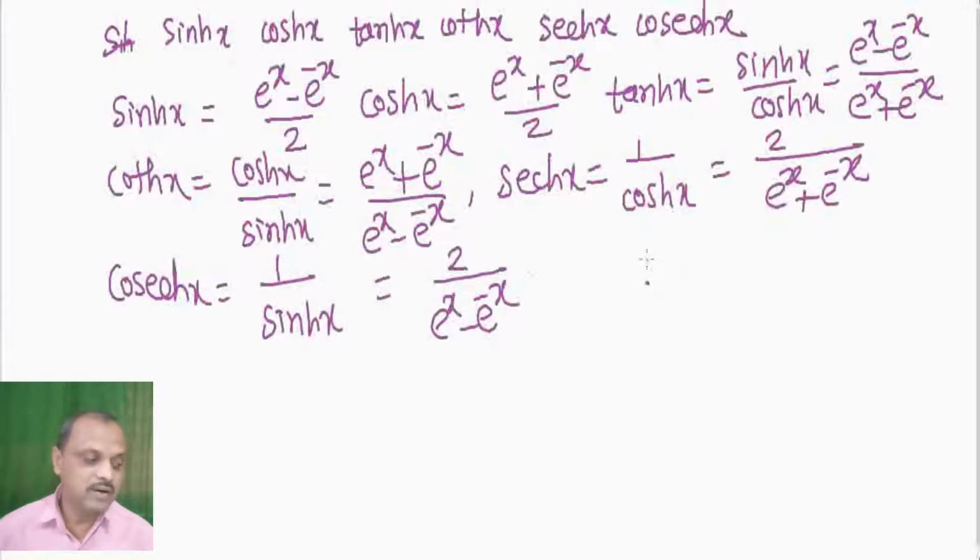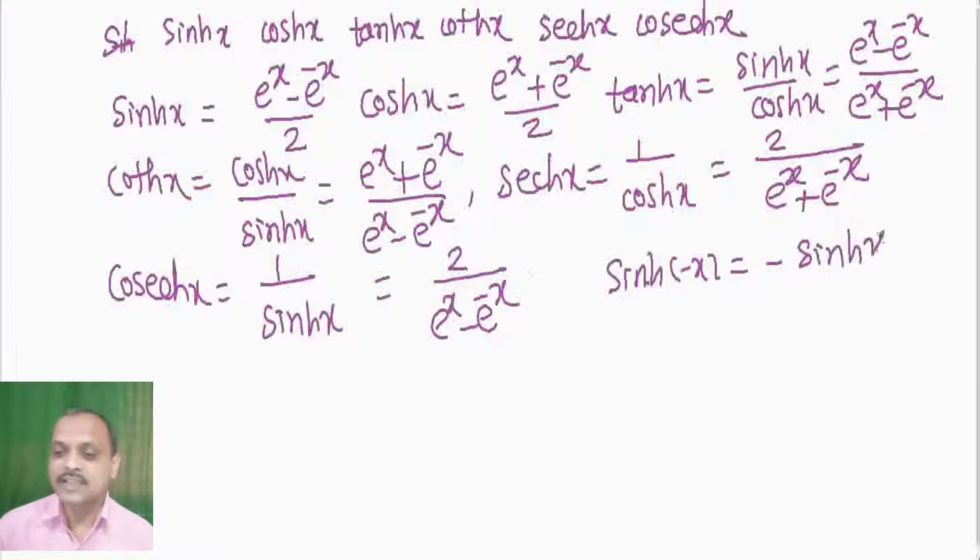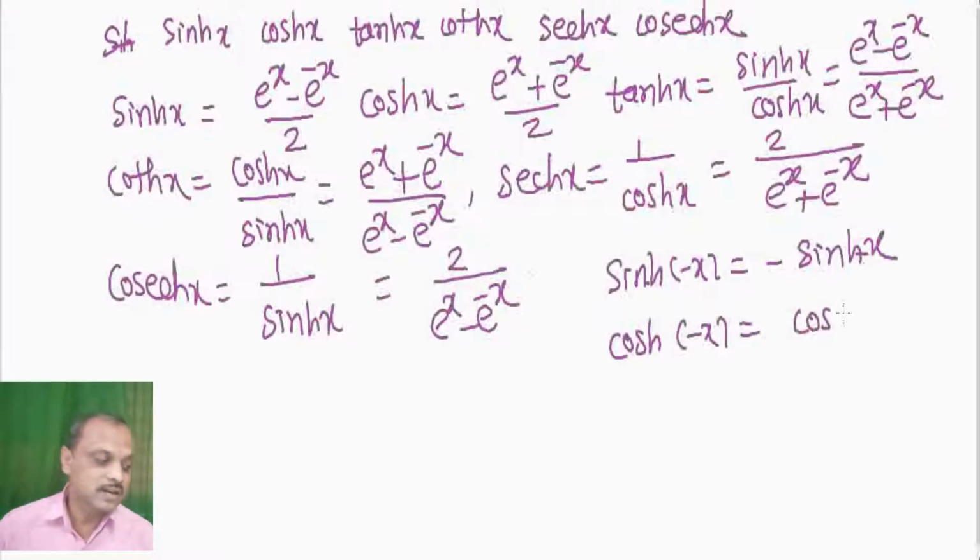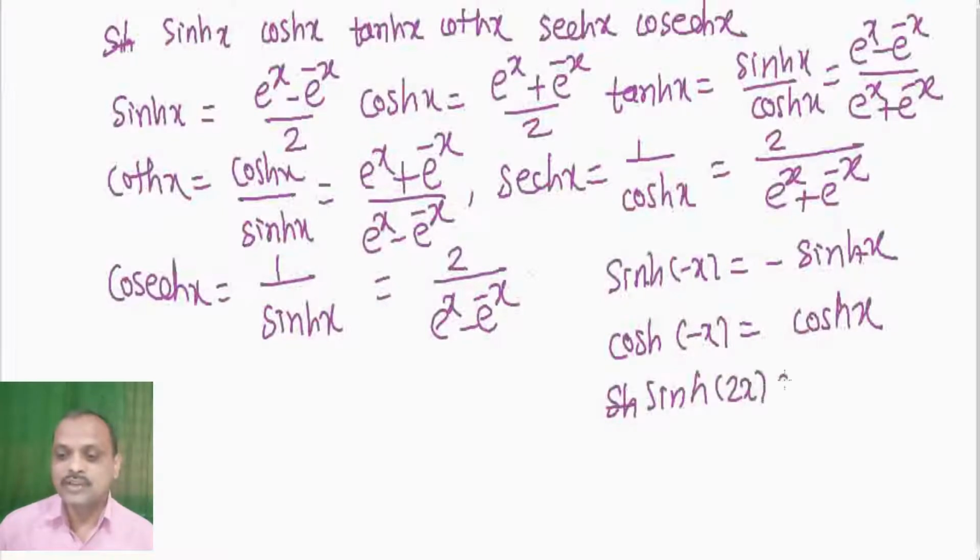Likewise, we have formulas for hyperbolic functions. Sinh of minus x equal to minus sinh x, and cosh of minus x equal to cosh x. Similarly, sinh of 2x equal to 2 into sinh x into cosh x.